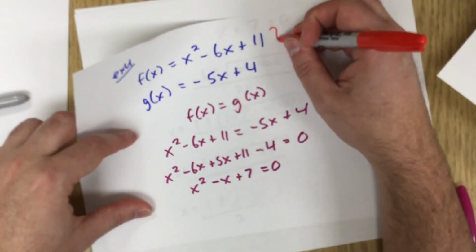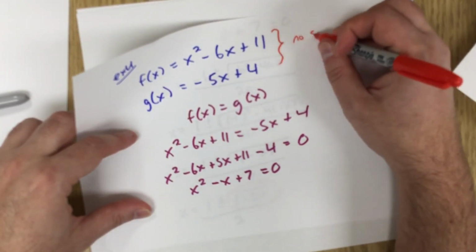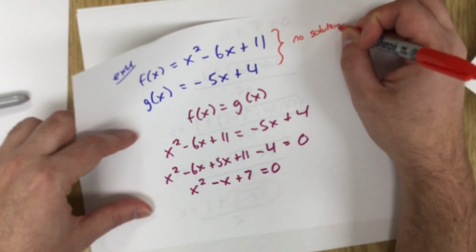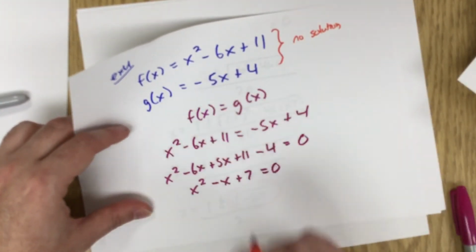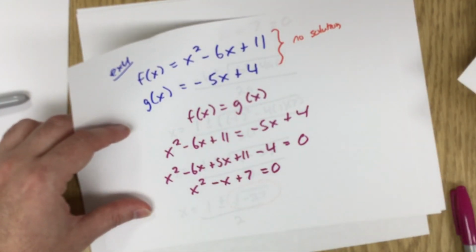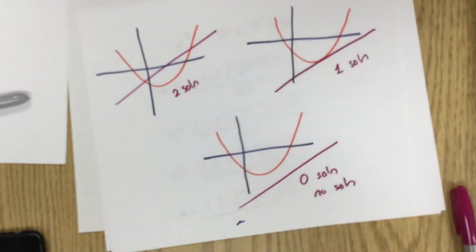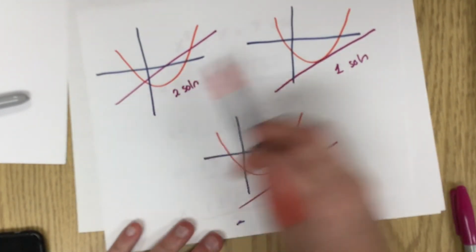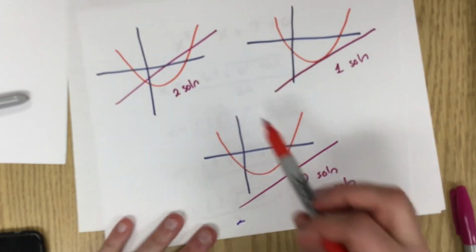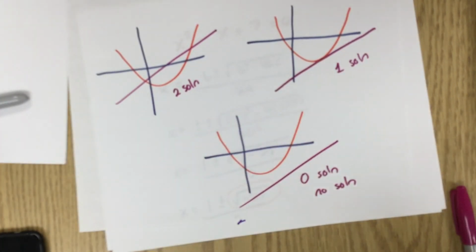So the solution to this system is actually that there is no solution. There's no value for x where f of x is equal to g of x. So if we go back to our three situations, it's going to be this one over here. The quadratic and the line, they never meet. There are no points of intersection. There are no solutions.